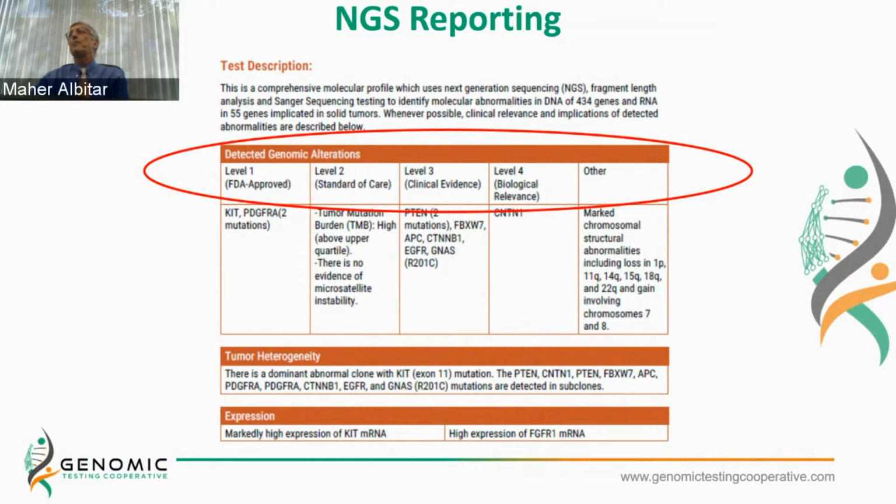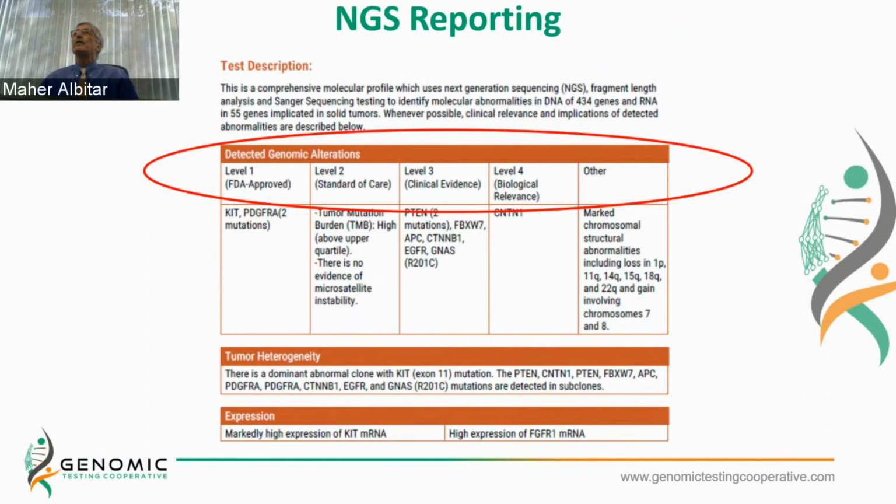So the key thing about solid tumor reports, unlike the hematology reports, is that we will be reporting results based on their level of evidence. Level 1 is really what's very important for solid tumors. Many times a lot of clinical decisions are made based on these findings, and the level of evidence needs to be pointed out.